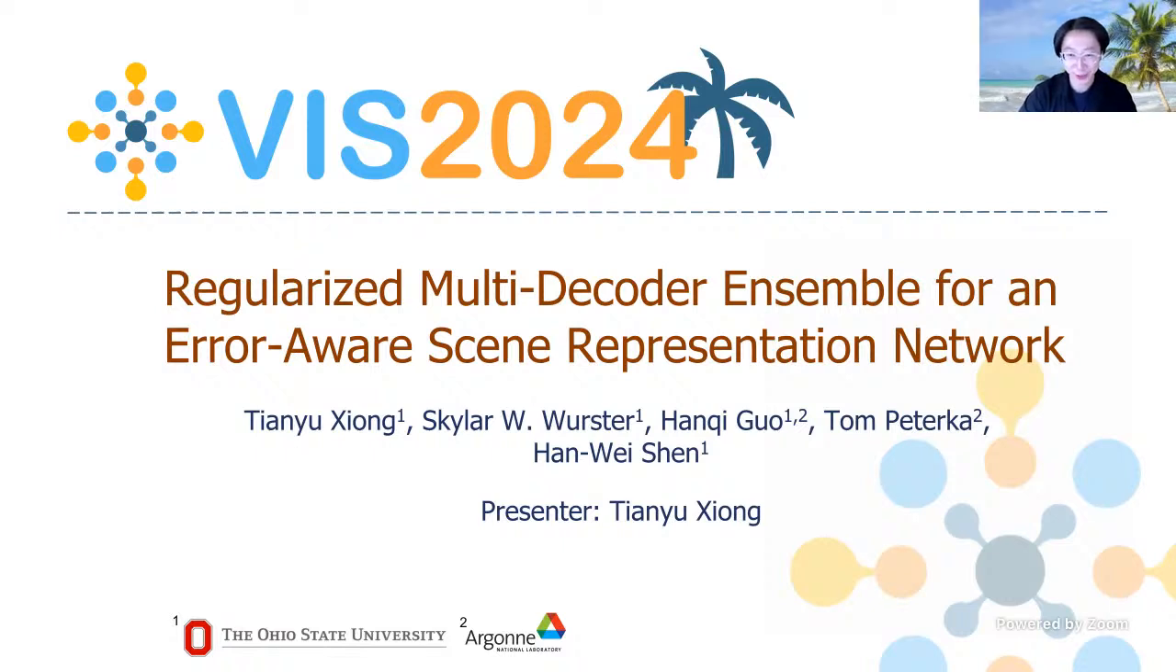My name is Tianyu Xiong, and I'm a fourth-year PhD student at The Ohio State University, advised by Professor Han-Wei Shen. This is joint work in collaboration with Argonne National Lab on a novel uncertainty-aware SRN, or implicit neural representation.